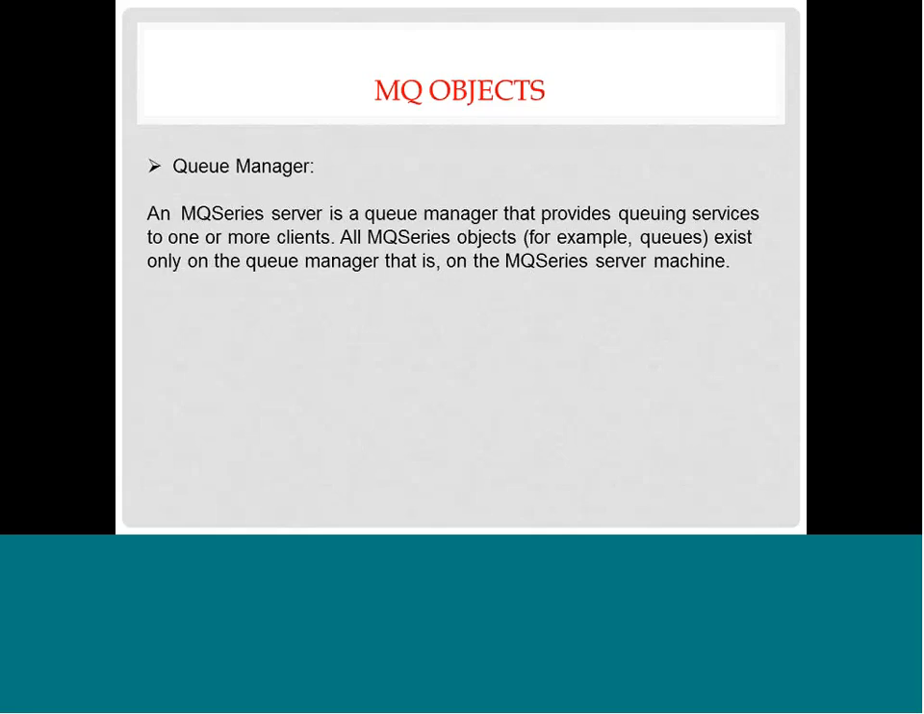The main object is the queue manager. The queue manager is a runtime component, like the application server in WAS. The same thing applies in MQ. The queue manager is the main component and a runtime component. It provides queuing services to more than one client. Queuing services means putting a message or getting a message at the queue level. The queue manager is a runtime server providing queuing services to one or more clients. It is the main object for MQ.